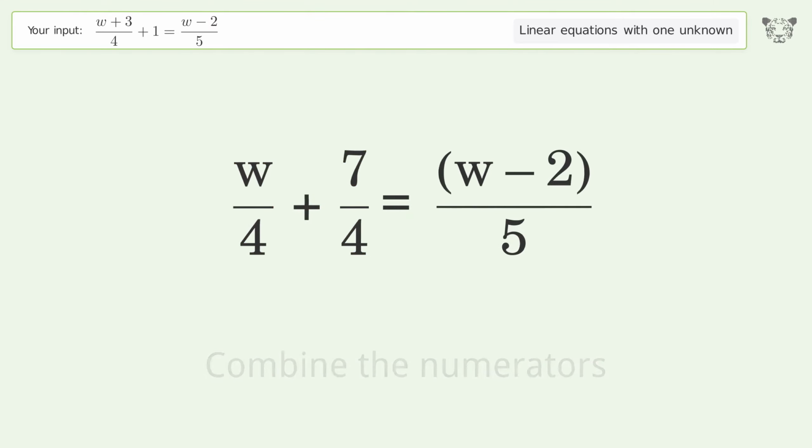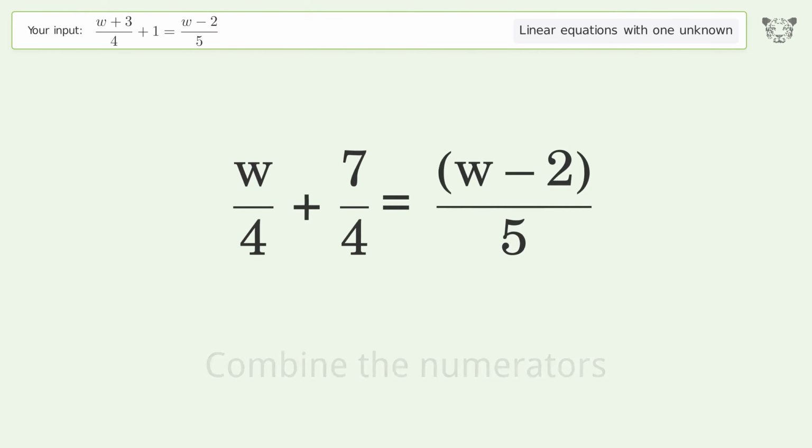Group all w terms on the left side of the equation. Subtract w/5 from both sides. Group like terms. Group the coefficients. Find the lowest common denominator. Multiply the denominators. Multiply the numerators. Combine the fractions.